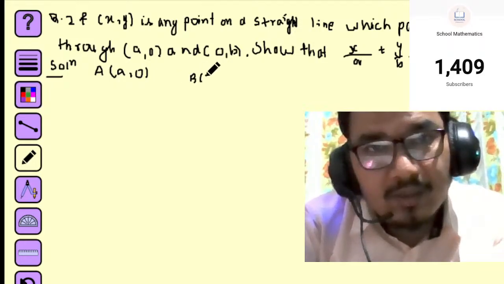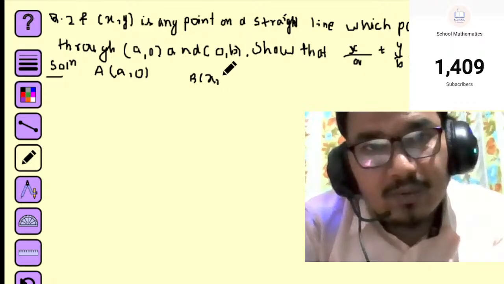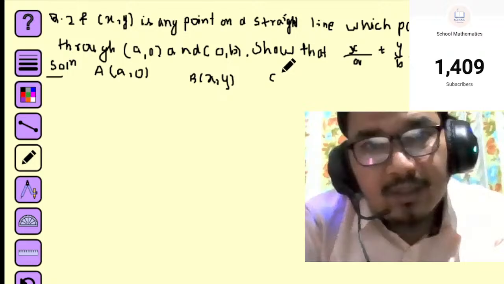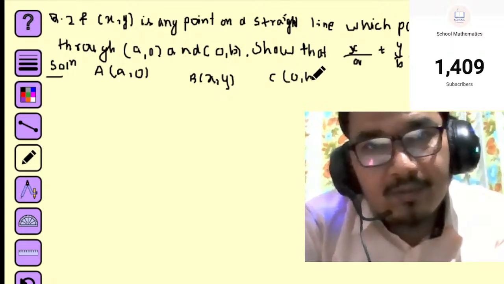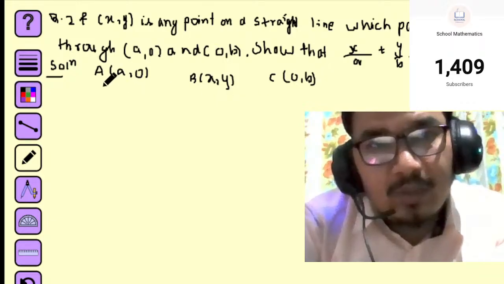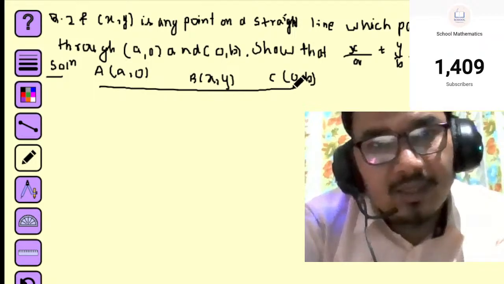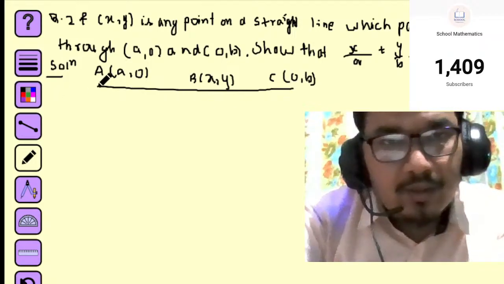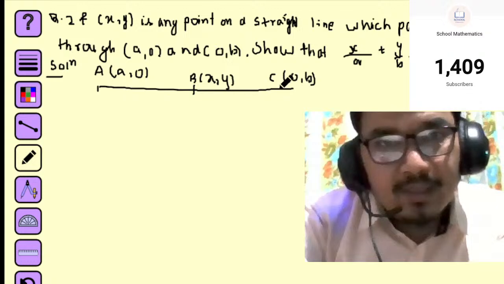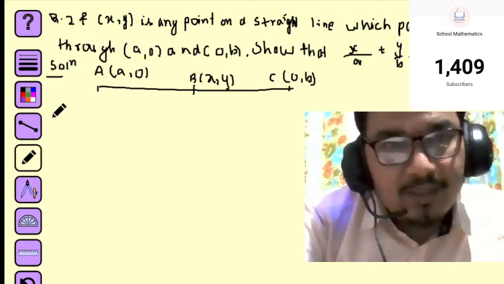Okay, that is (x, y), and this another one, the third, is (0, b). Now we have to prove that these three points lie on the same line, that means they are collinear. Find the slope of AB, then BC.